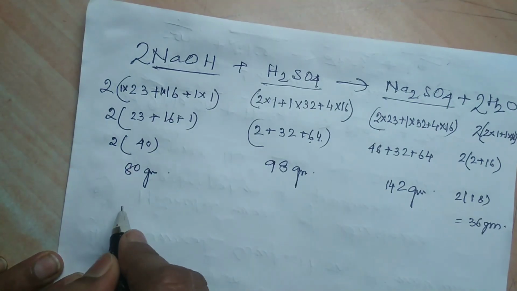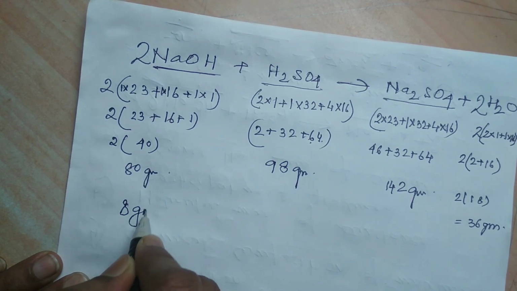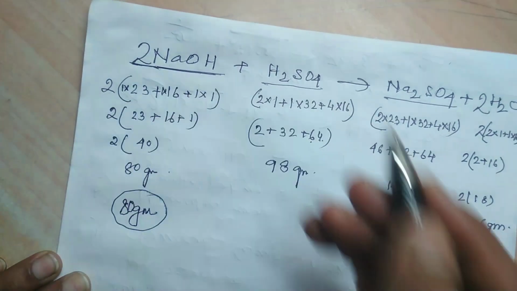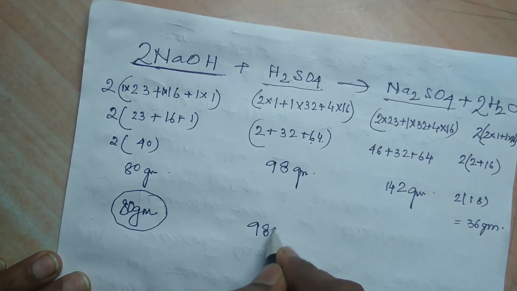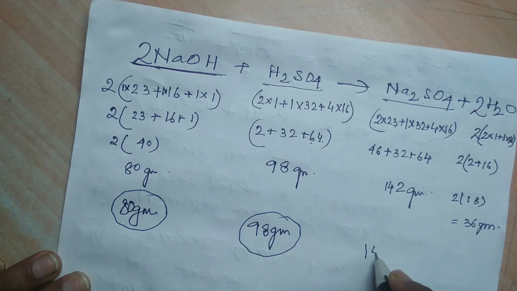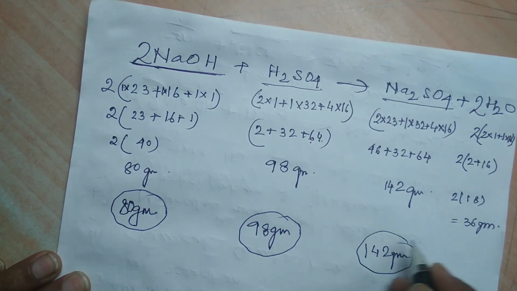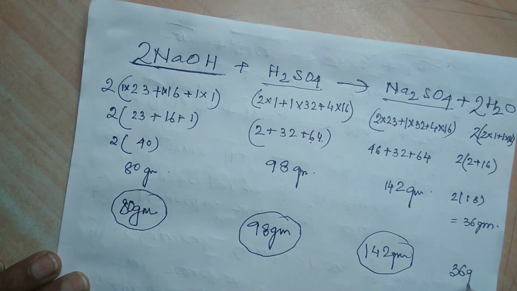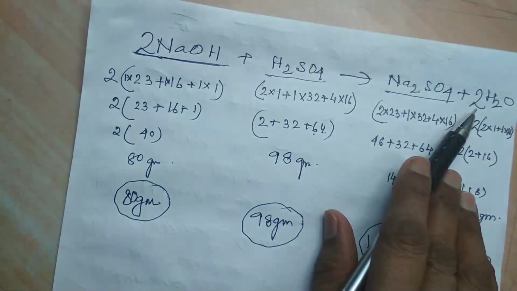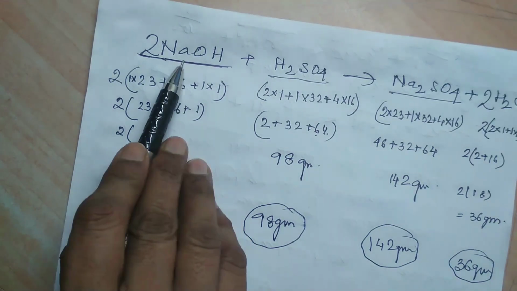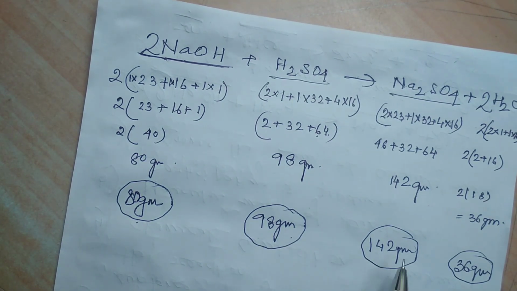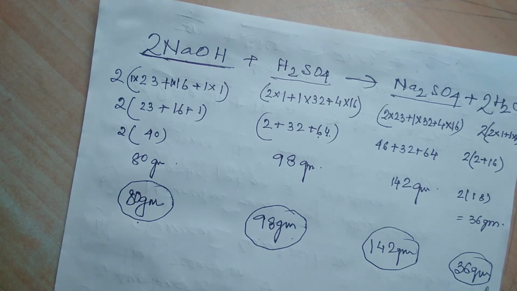From calculation we got 80 gram of sodium hydroxide, sulfuric acid 98 gram, sodium sulfate 142 gram, and water 36 gram. So this equation gives us the idea that 80 gram of sodium hydroxide reacts with 98 gram of sulfuric acid, gives 142 gram of sodium sulfate and 36 gram of water.